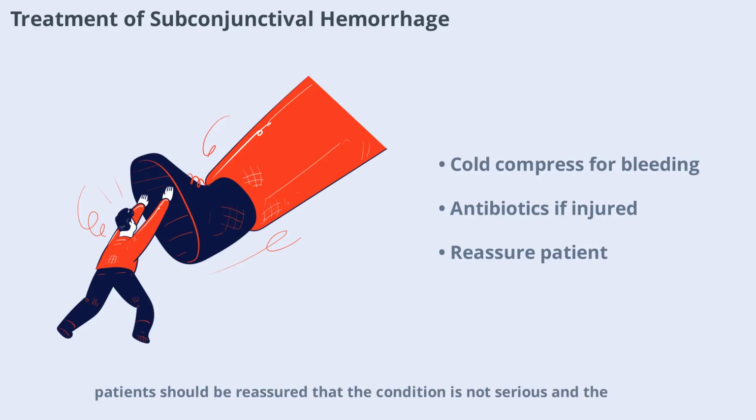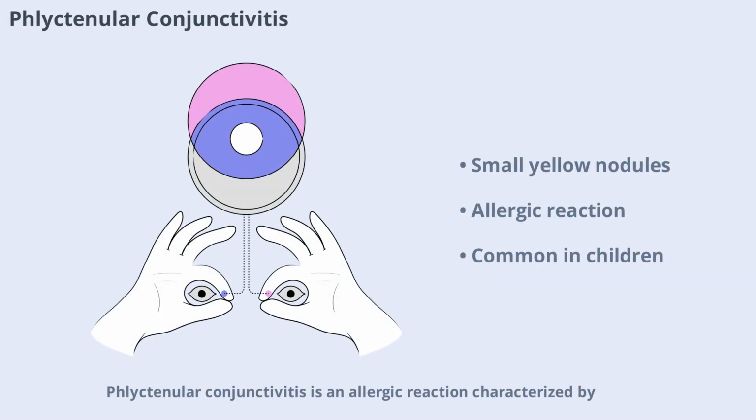Most importantly, patients should be reassured that the condition is not serious and the blood will be absorbed within 1 to 3 weeks without leaving any trace. Phlyctenular conjunctivitis is an allergic reaction characterized by small yellow nodules on the bulbar conjunctiva, or cornea, surrounded by congestion.